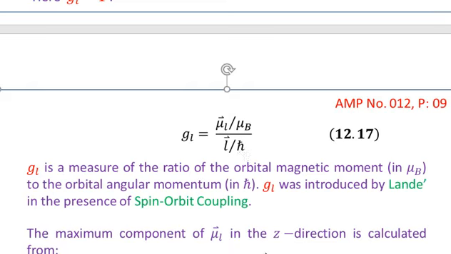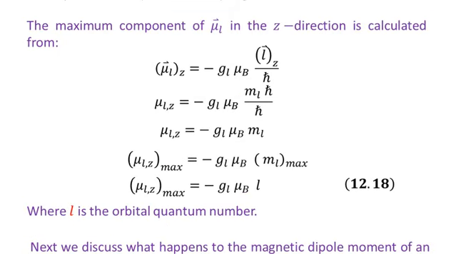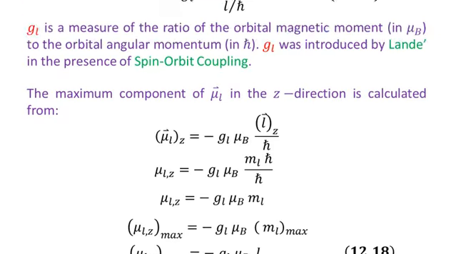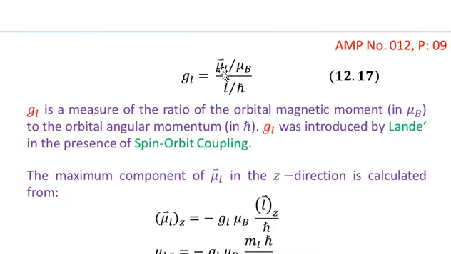So you can measure mu L very easily provided you specify the orbital angular momentum L in terms of Bohr magneton, and you specify the angular momentum of the atom or the electron in terms of h bar. And if you compute this ratio, you will get the value of g_L. So g_L was introduced by Landé in the presence of the spin orbit coupling.